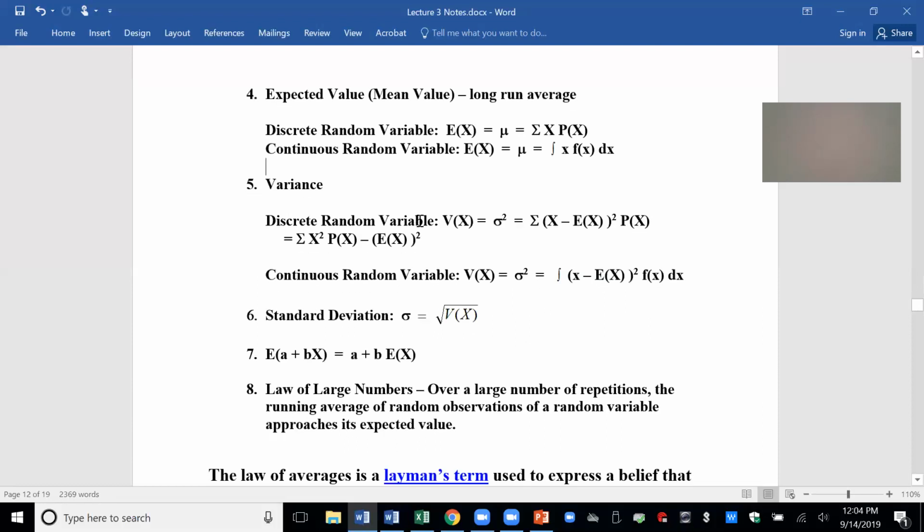To find the variance of x, sometimes known by the Greek lowercase sigma squared, the variance, sometimes known as sigma squared. To find it for a discrete random variable, we take each value that can happen, say how far are you away from the expected value, square it to get rid of the sign, and weight it by its probability of occurrence. If it's continuous, obviously we get the integral out.